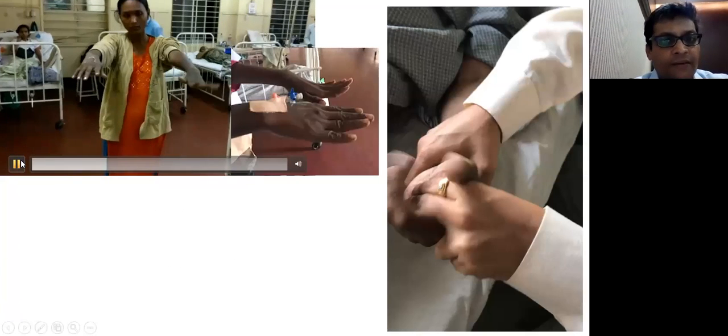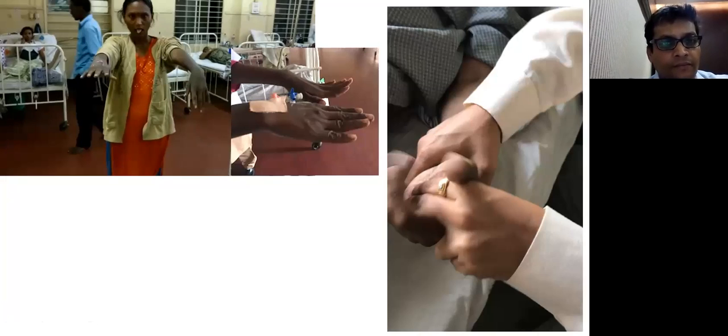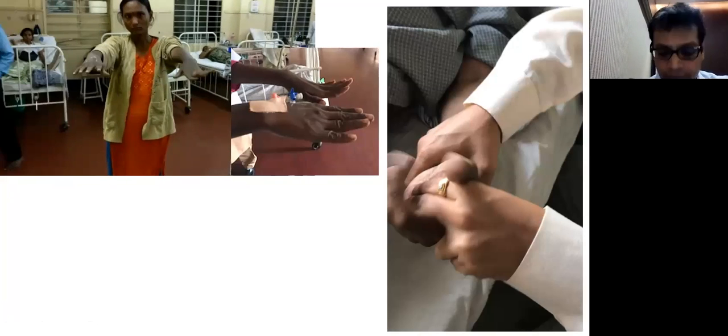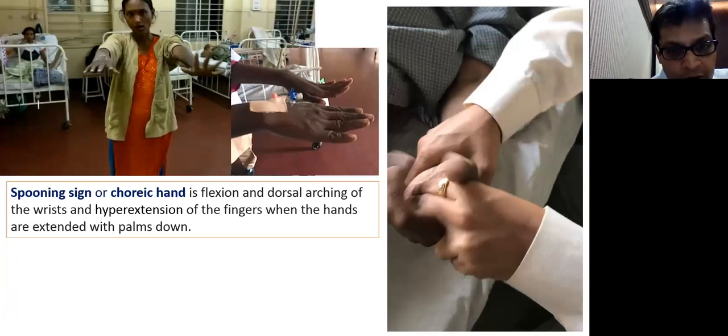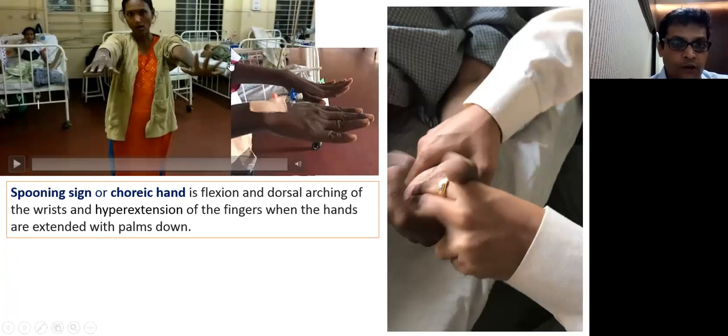Typical chorea patient. So this is the spooning sign or choreic hand, where there is flexion and dorsal arching of the wrist with hyperextension of the fingers. So while testing this, you can see the spooning sign.